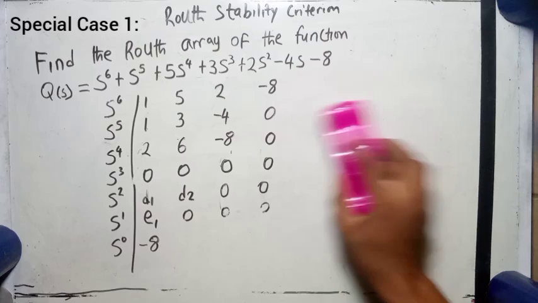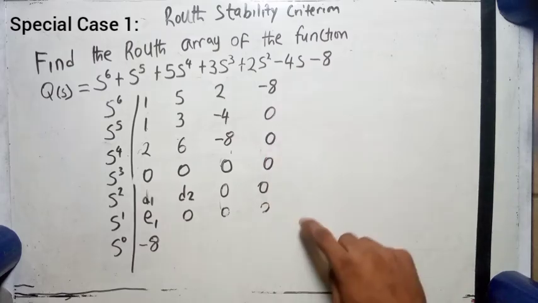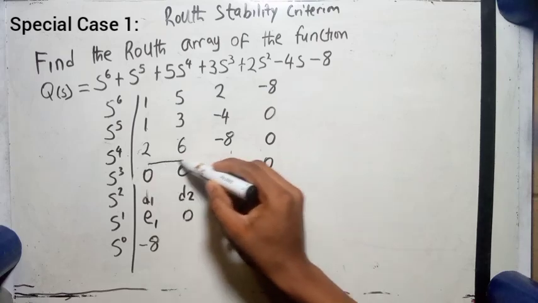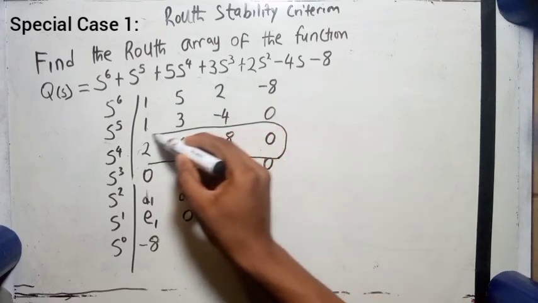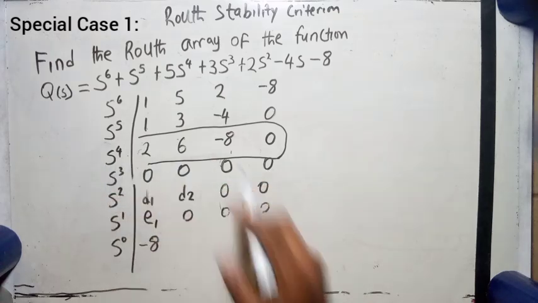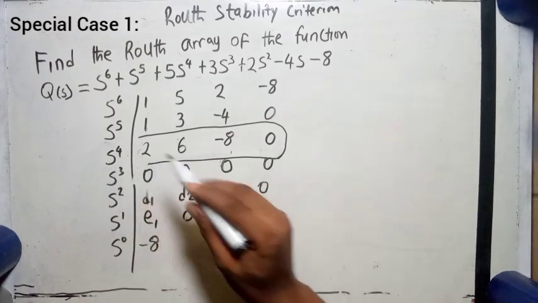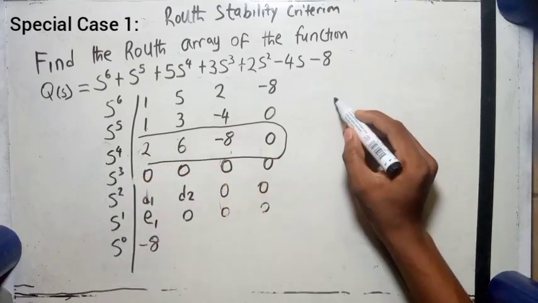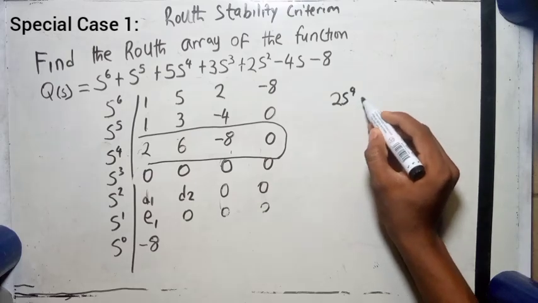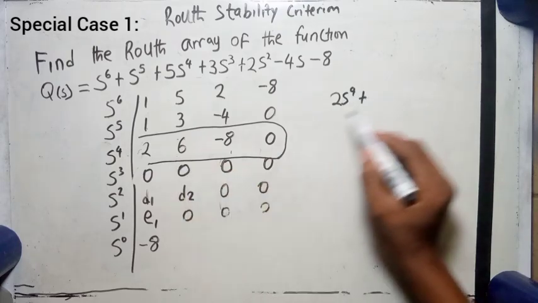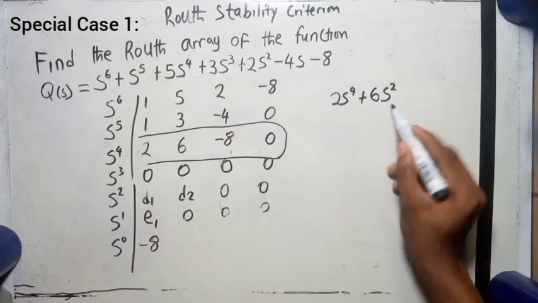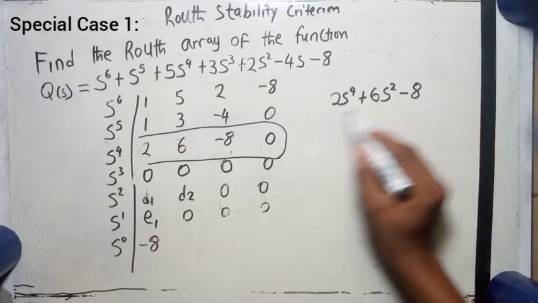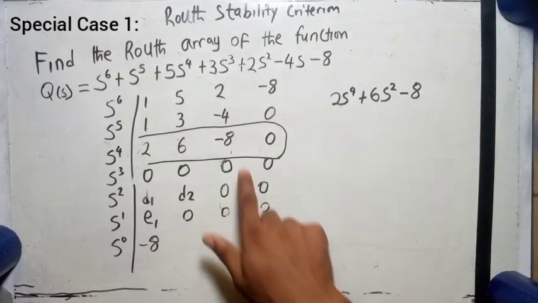The solution to this is for you to return back to the row before this one that's having all these zeros. Return back to this row, the S4 row, and we're going to be rewriting this whole stuff here together with their s's. So we're going to be having 2s4 plus 6s2, plus because 6 is positive. It's not going to be s3 but s2, minus 8. This is the expression we got from this.